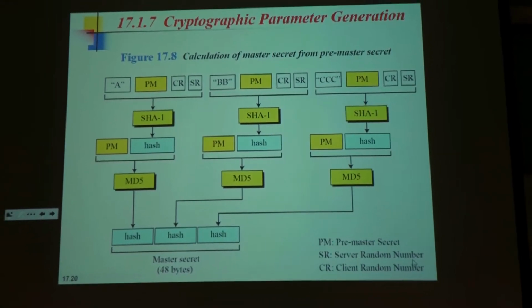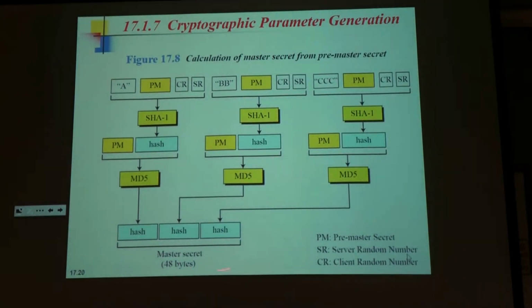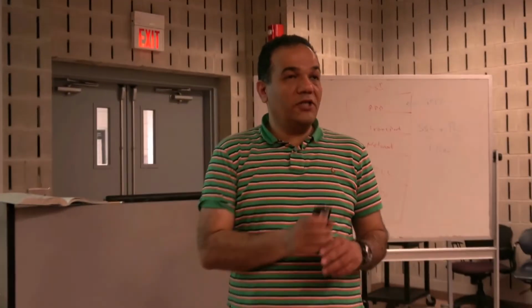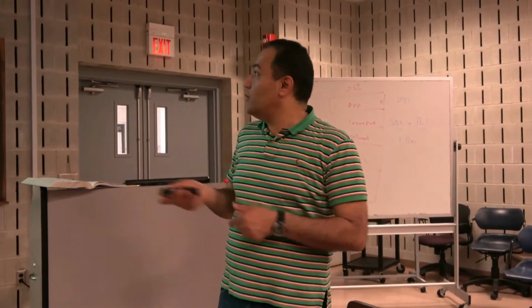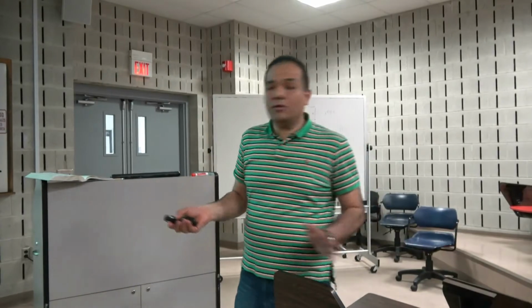Number three, a 48-byte master secret in here is created from the pre-master secret by applying two hash functions, SHA-1 and MD5 as shown. So from this process we were able to generate the master secret. Alright? So basically they have to exchange the client random number, the server random number, and the pre-master. From that you're gonna generate the master key. From the master key you're gonna generate everything else after that. Alright?